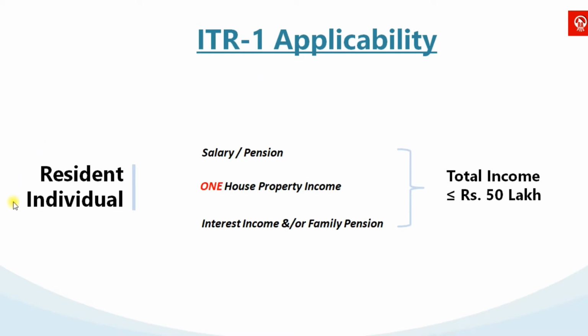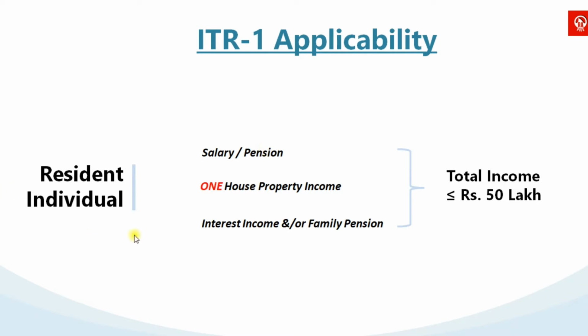ITR1 is applicable only for resident individuals for whom total income from all these sources is not more than 50 lakhs. However, ITR1 is not for every resident individual. Few exceptions are there. Those we will discuss in the later part of the video. Now, to become resident, either your stay should be continuous or at least 182 days in India during the relevant previous year. Next is, your total income should come from these sources only. It can be either from one source or from all these sources.